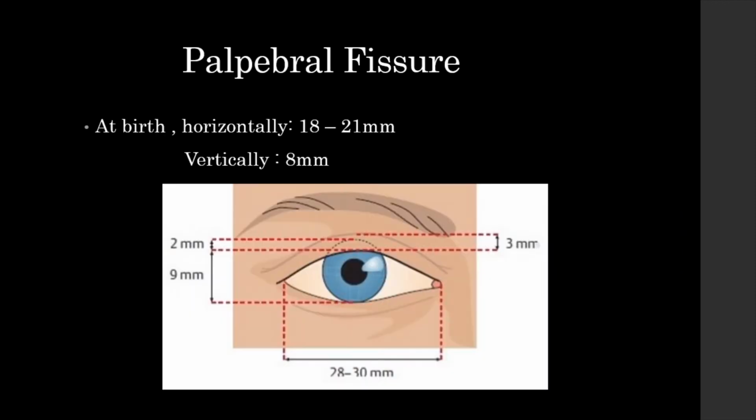Palpebral fissure is an elliptical space between the upper lid and the lower lid. At birth, the horizontal distance is 18 to 21 mm and vertically it's 8 mm. Whereas in adults, it's about 28 to 30 mm horizontally and about 9 to 11 mm vertically.